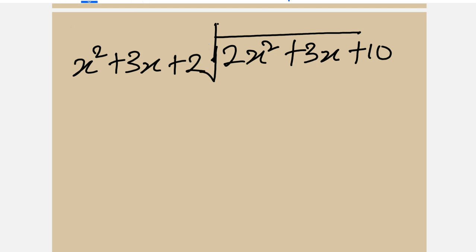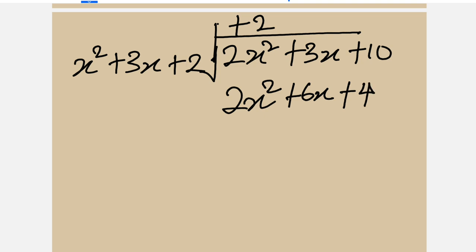x squared divided into 2x squared will surely give you plus 2. Now 2 times x squared, we have 2x squared. 2 times 3x, we have plus 6x. 2 times 2, we have plus 4. Now we subtract: 3x minus 6x gives minus 3x, and 10 minus 4 gives plus 6.